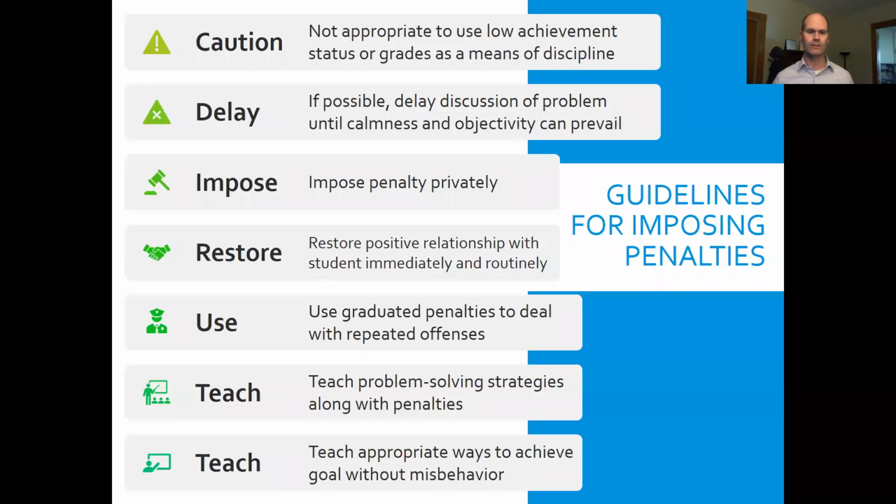Then a couple of things we could teach children, of course, teaching them strategies for monitoring their own behavior, and helping them understand how you can get things done even without that behavior. You can do it in a different way. So always taking opportunities to teach.